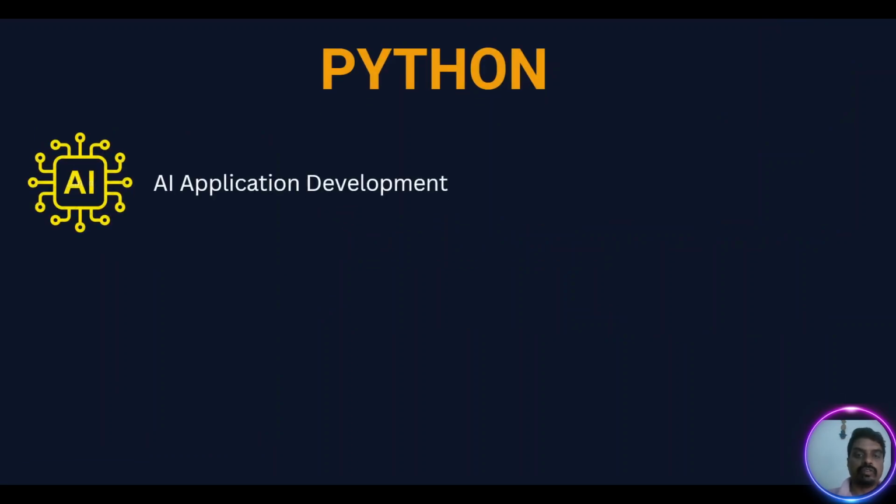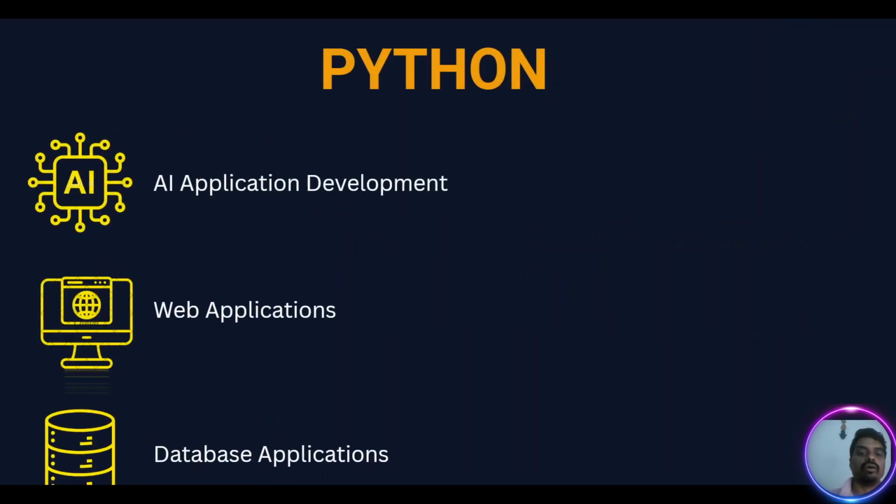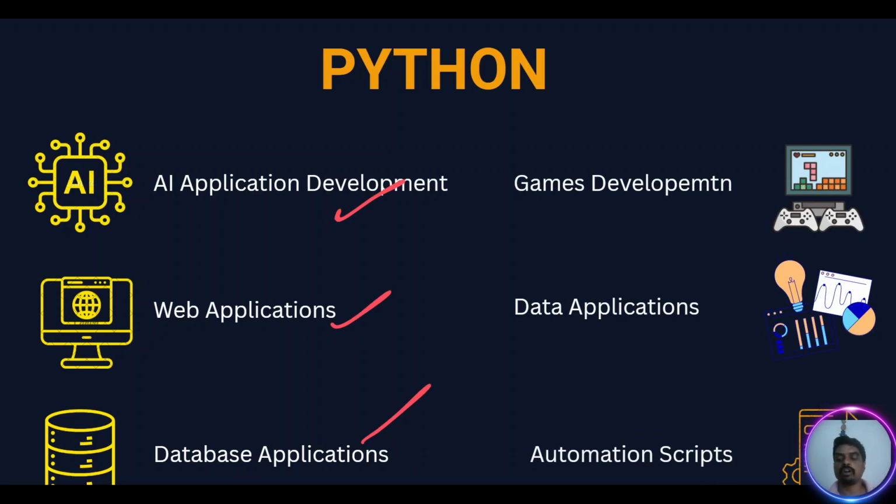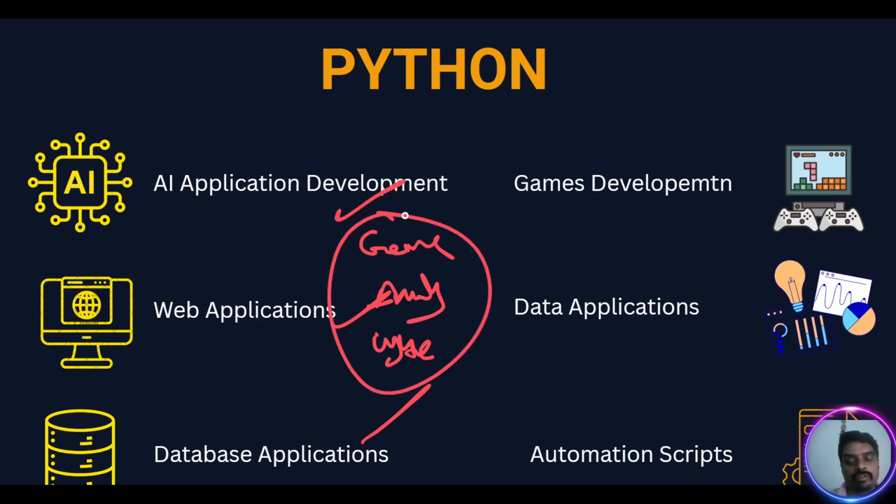Next, what are all the things we can develop with Python? Application development, web applications, database applications, game development, data applications, and automation scripts. Apart from this, you can work on analytical applications and cyber security related projects. There are multiple things you can work on with Python, but these are the ones I highlighted, which are among the most important and currently demanded projects developed with Python.